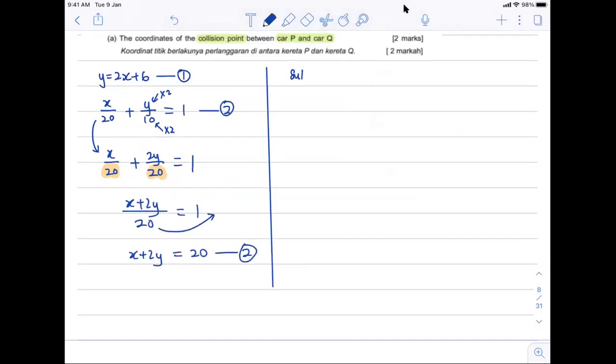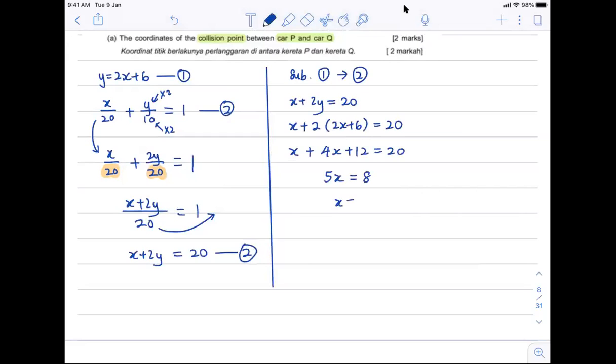So we substitute equation 1 into equation 2. Equation 2 is x plus 2y equal 20. Substitute in equation 1, y equal to 2x plus 6. So x plus 2 times (2x plus 6) equal 20. Multiply it out, x plus 4x plus 12 equal 20. So it becomes 5x equal 8. x is equal to 8 over 5.